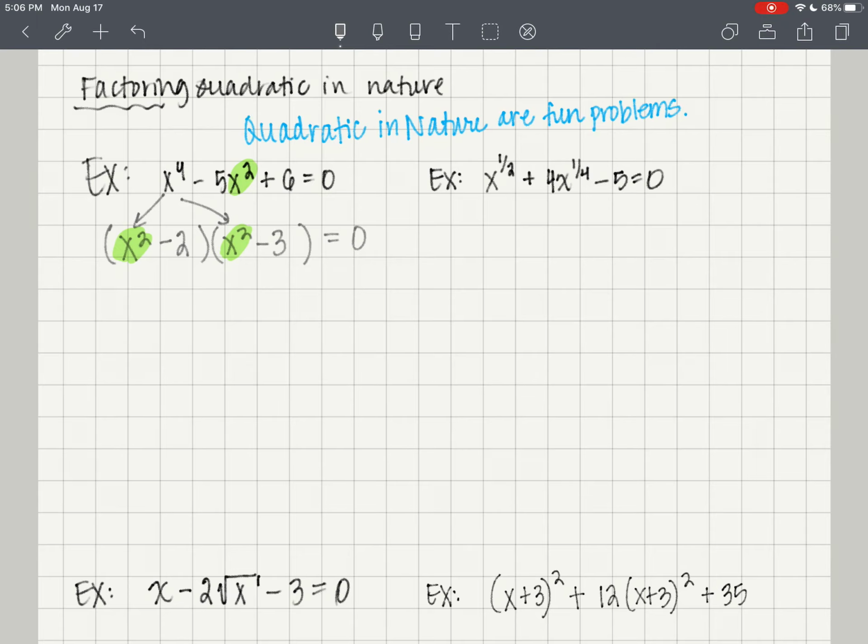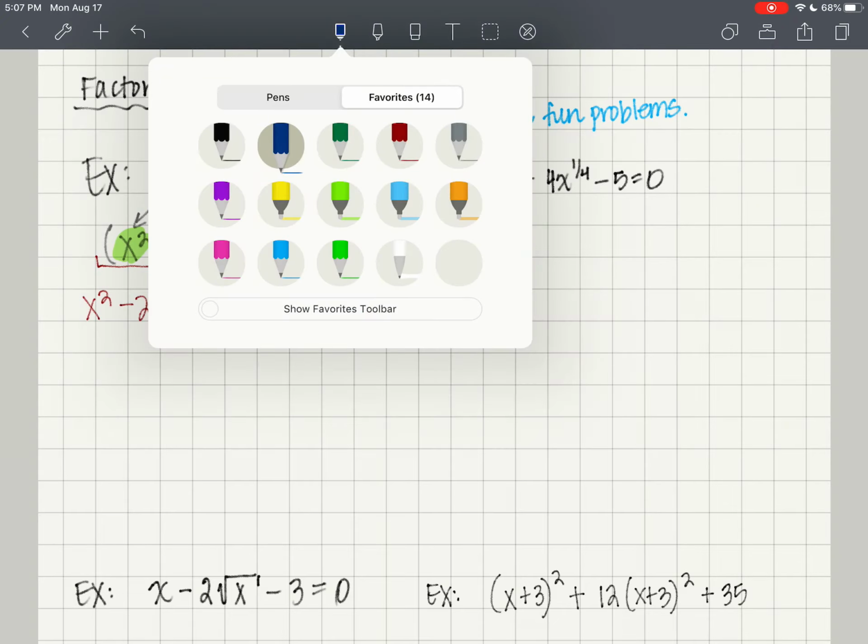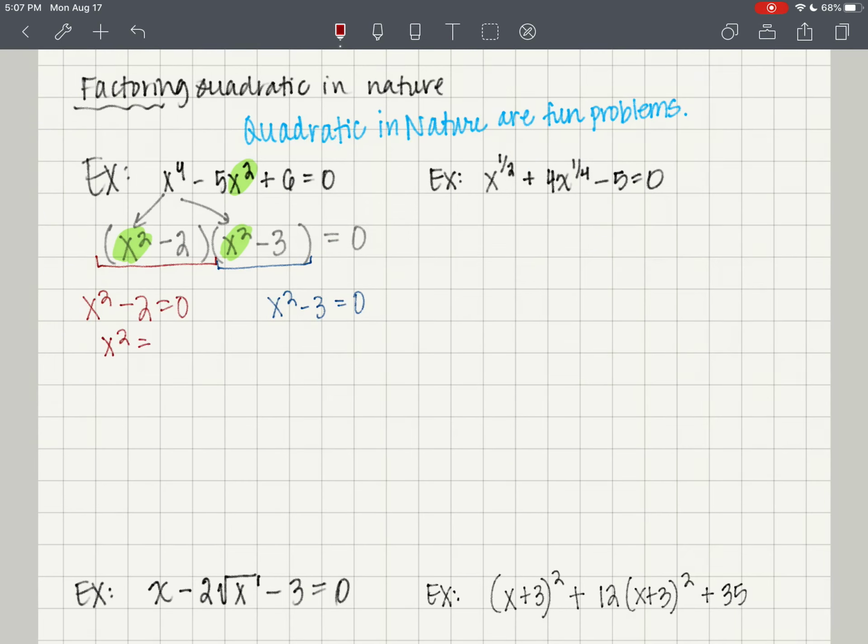Now I'm going to take each variable factor. So I'll take x squared minus 2, set it equal to 0. And then I'll take x squared minus 3, set it equal to 0. And I'm going to solve each one. Add 2 to both sides, square root both sides, which gives us a plus or minus, and we get x equals plus or minus the square root of 2. The next one, we're going to add 3 to both sides, and then I'm going to square root both sides, and I get x equals plus or minus the square root of 3.